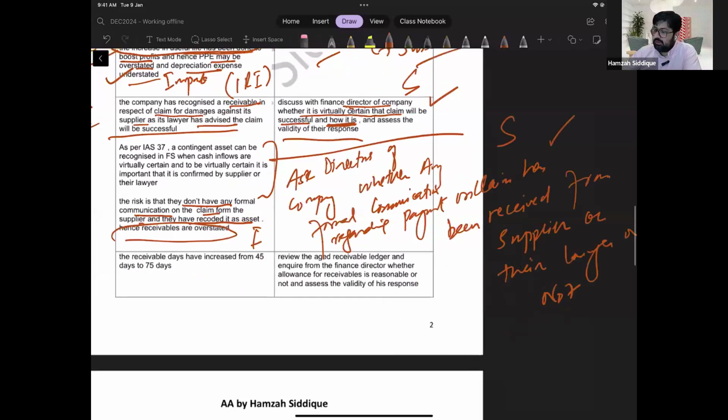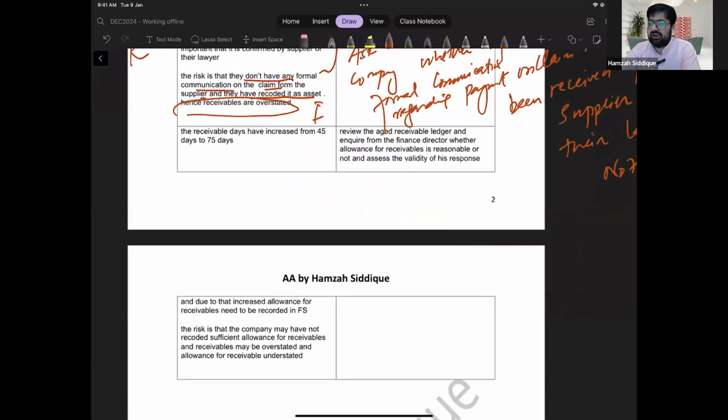Now, the eighth point is the last. I have discussed only eight. I wish I would have discussed the next two as well. But for an exam, you have to read eight only. Receivable days have increased from 45 days to 75 days. And due to that, an increased allowance for receivables needs to be recorded. This is the explanation of how the risk is arising. The company may not have recorded a sufficient allowance for receivables, and the allowance for receivables may be understated.